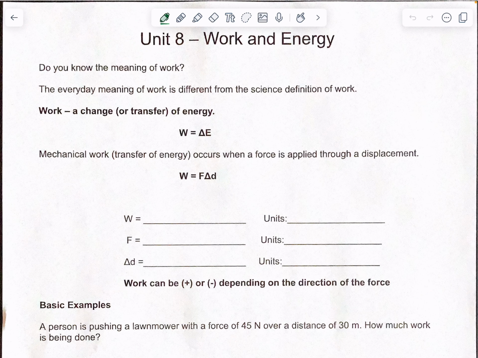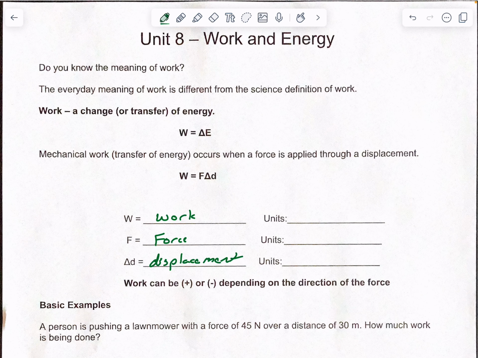Mechanical work, or transfer of energy, occurs when a force is applied through a displacement or distance. So that basically means work equals force times distance or displacement. W would be your work, F would be your force, and D would be your displacement. Remember, displacement just means where you ended up versus where you started. It's basically the distance between your starting point and your ending point.